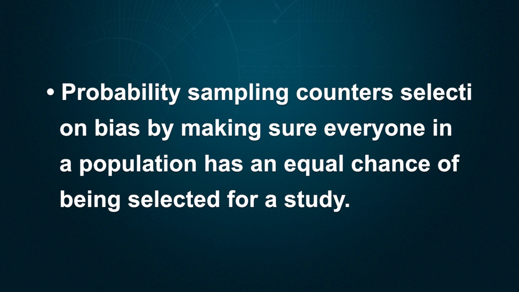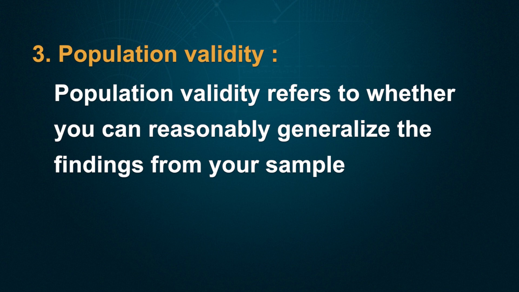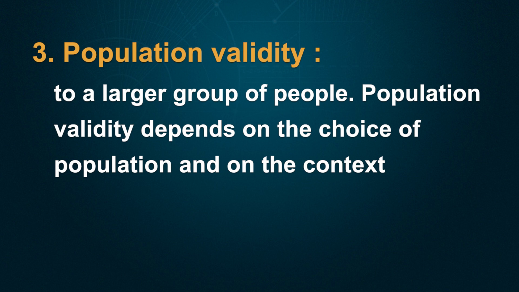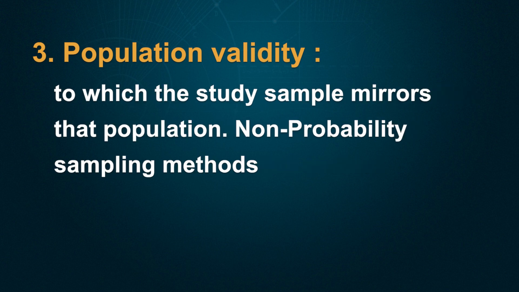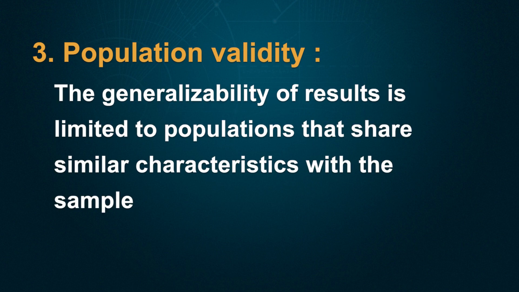Probability sampling counters selection bias by making sure everyone in a population has an equal chance of being selected for a study. Population validity refers to whether you can reasonably generalize the findings from your sample to a larger group of people. Population validity depends on the choice of population and on the context to which the study sample mirrors that population. Non-probability sampling methods are often used for convenience. With this type of sampling, the generalizability of results is limited to populations that share similar characteristics with the sample.